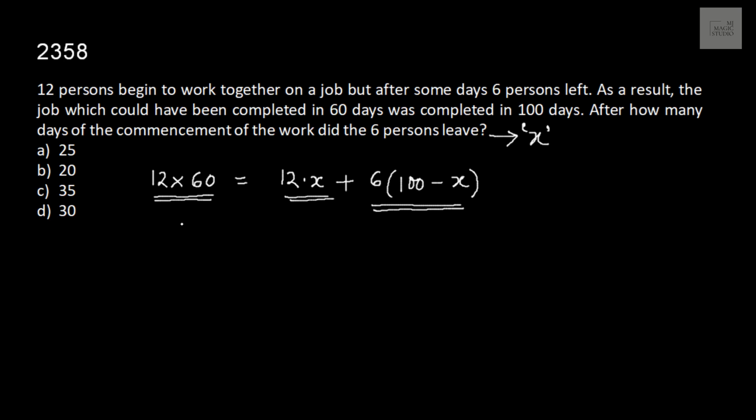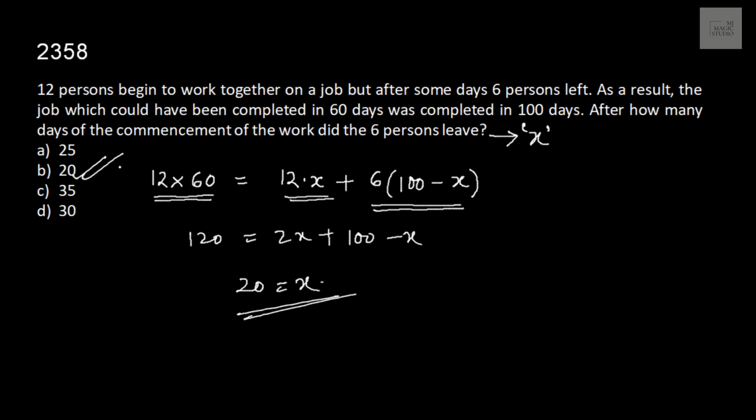So if I divide throughout by 6, it would be 120 equals 2x plus 100 minus x. That means 120 minus 100 is 20 equals x. After 20 days, 6 people basically left. Yes, we have 20 there. That is in option B, and that is the answer.